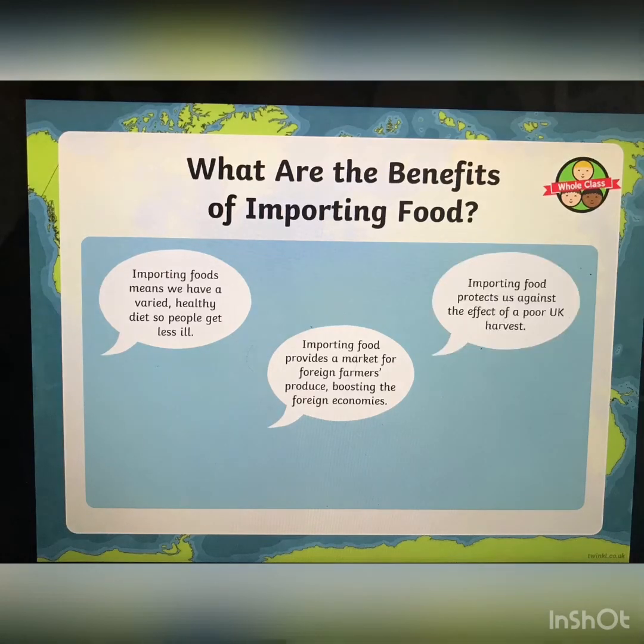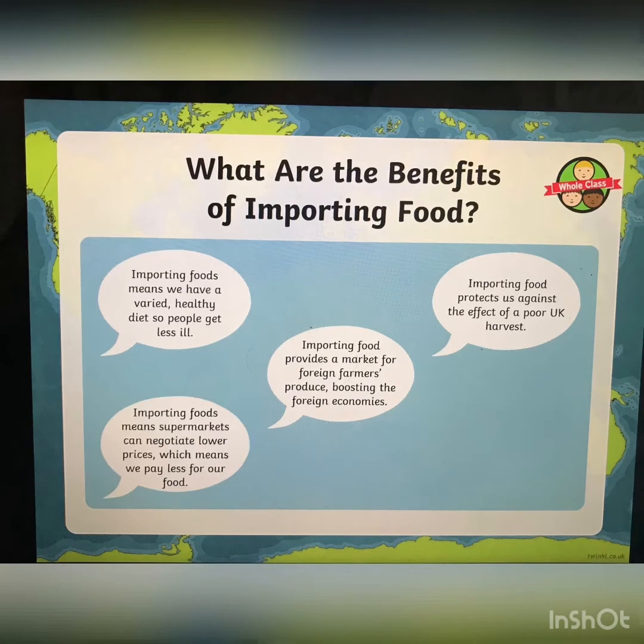Sometimes people forget that sometimes things don't grow. Maybe there's no rain, maybe it's too hot. So importing food protects us against the effects of a poor harvest. Sometimes things don't grow. So when we're importing food, it protects all the food that we have in our country, which is safe. Let's think about the grocery stores for a second. If the grocery store has many options to choose their food, they will choose the cheapest option, which is good for us when we go to the store. We like to buy cheap food. So if the grocery store can get the cheapest option, we benefit as consumers when we buy our products.